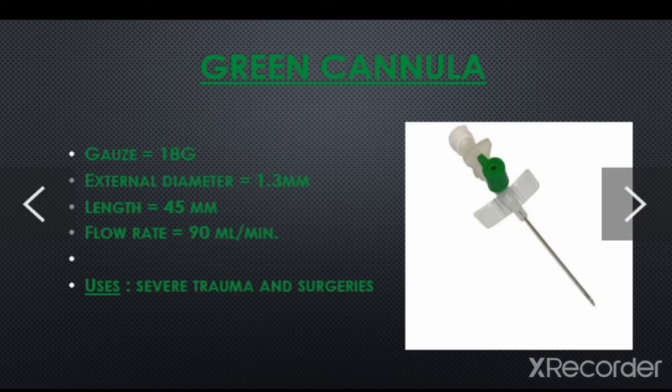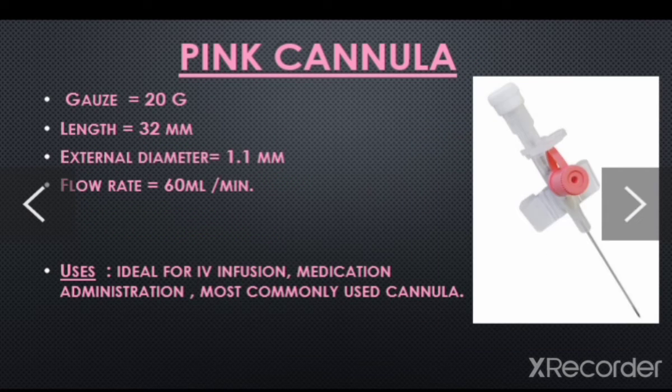And this is a pink cannula. The gauge is 20 gauge and the length is 32 mm. The external diameter is 1.1 mm, and the flow rate is 60 ml per minute. It is a type of cannula which is used for many different purposes, and it is ideal for IV infusion and for medication administration. It is a cannula which is mostly used.